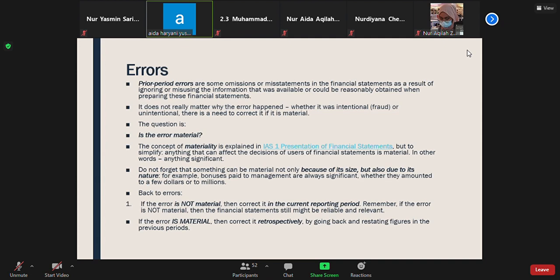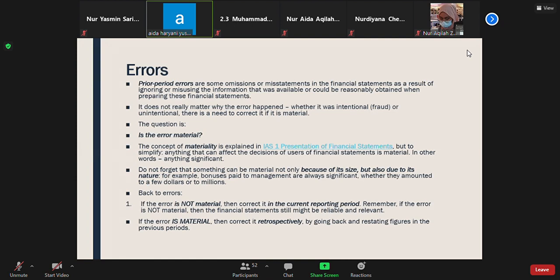So that's why when we want to explain about error, we need to look at the materiality of the error. So significant lah. So do not forget that something can be material not only because of its size, but also due to its nature. For example, bonuses paid to management are always significant, whether they amounted to a few dollars or to millions. So bonus actually affects the decision making of the user.